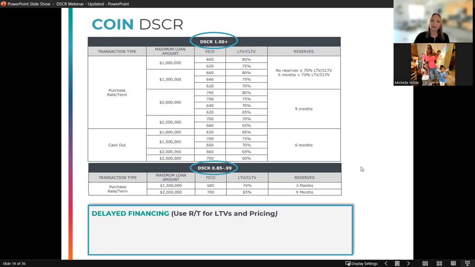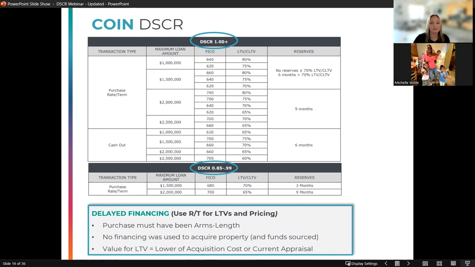And with regular conventional, that would be treated as a cash out, but with DSCR, we put it in here as a rate and term, which is nice. So the purchase would have had to be arm's length if you're looking for no seasoning on those after closing, and with no financing acquired, we'd also have to source the funds. And for the LTV, we're going to use the lower of what they bought it for, or the current appraisal under our Coin DSCR program.